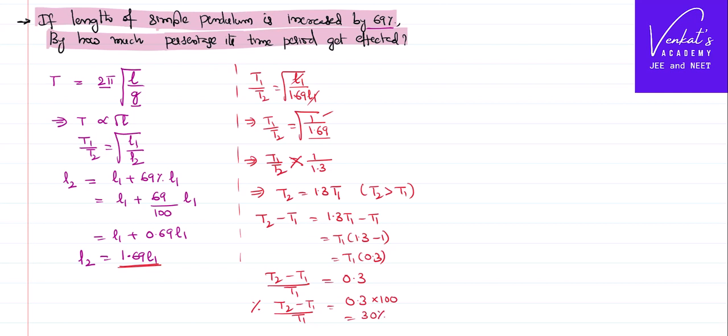So the problem says that if length increases by 69%, its time period increases by 30%. That's how we can solve this problem.